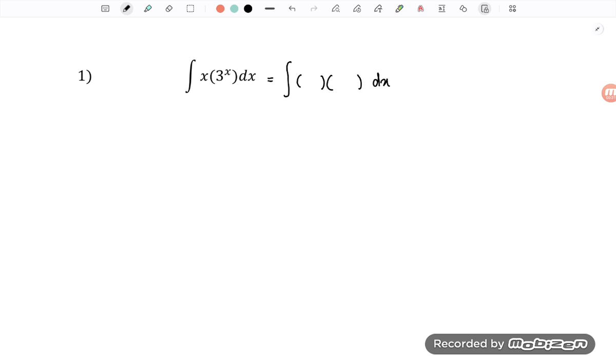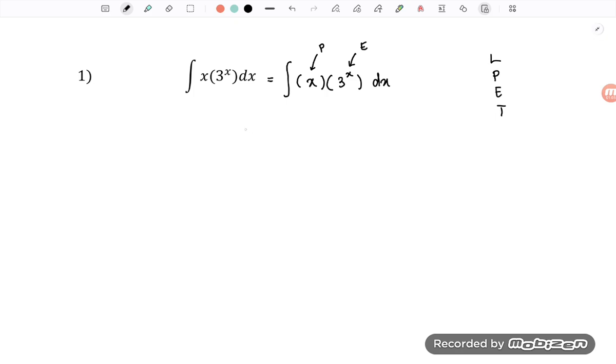For this question, we can clearly see that there are two terms: x is multiplied with 3 to the power of x. So this is the first step, factorize. And then we need to identify which category each of these terms belongs to. x is a polynomial, and 3 to the power of x is an exponent. So we use the LIATE rule, to determine which term will be u.